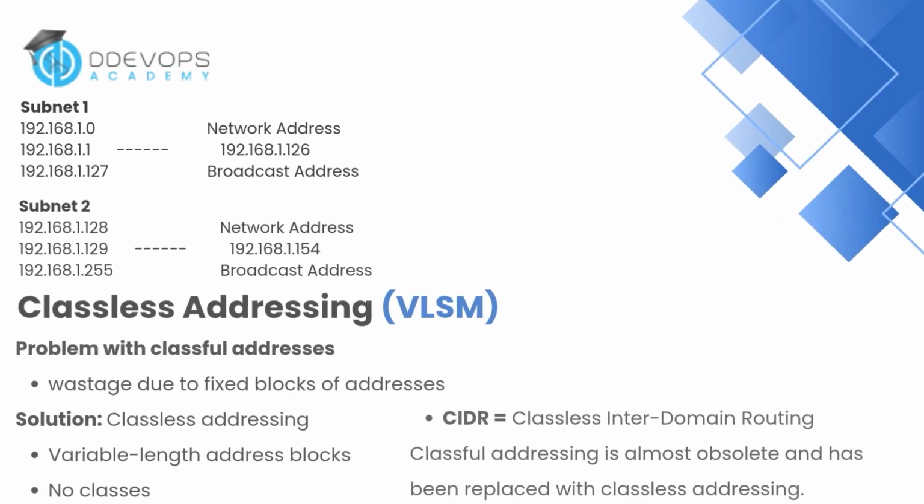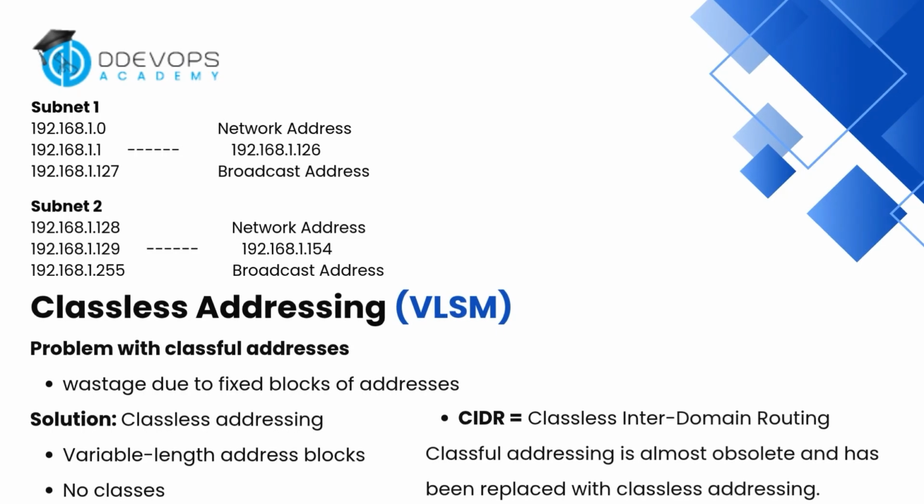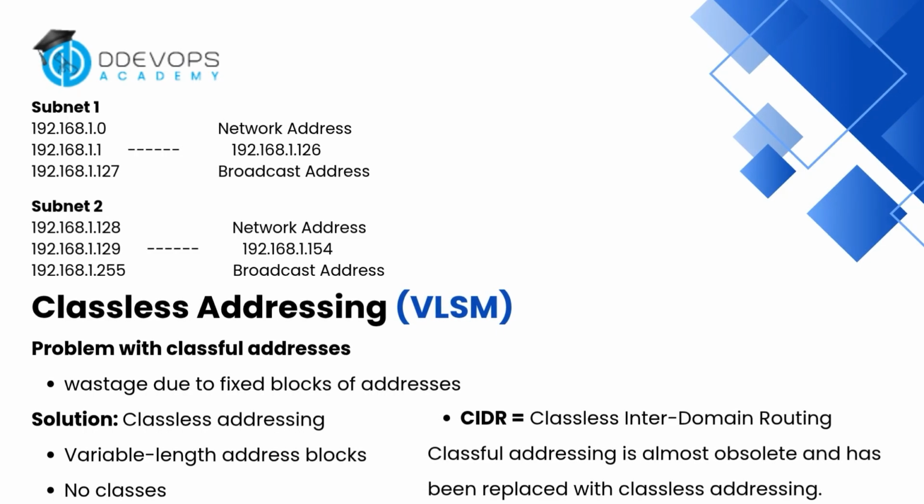Classless addressing, also known as VLSM, solves the problem of wasted IP addresses caused by fixed classful blocks. It allows variable length address allocations, making IP usage more efficient. CIDR, or classless interdomain routing, has largely replaced traditional classful addressing in modern networks.